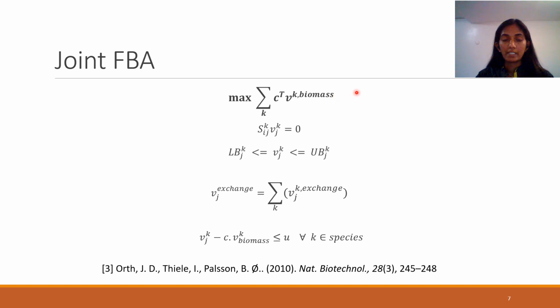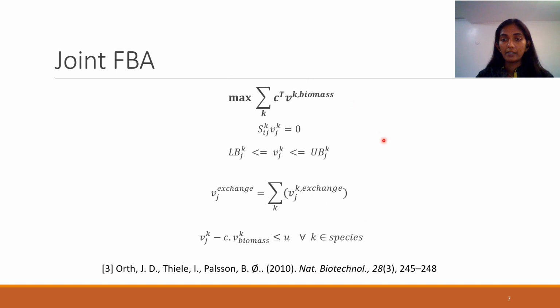This is the formulation of joint FBA. It's a well-known formulation. The objective is to maximize the sum of biomass fluxes of all the species present, subject to constraints on stoichiometry and bounds on the flux values. The overall exchange flux from the community is the sum of the exchange fluxes of all the member species. This is a coupling constraint. It ensures that there is no metabolite exchange in the absence of growth. So in the absence of this constraint, we might get spurious results in which species exchange metabolites without growing.